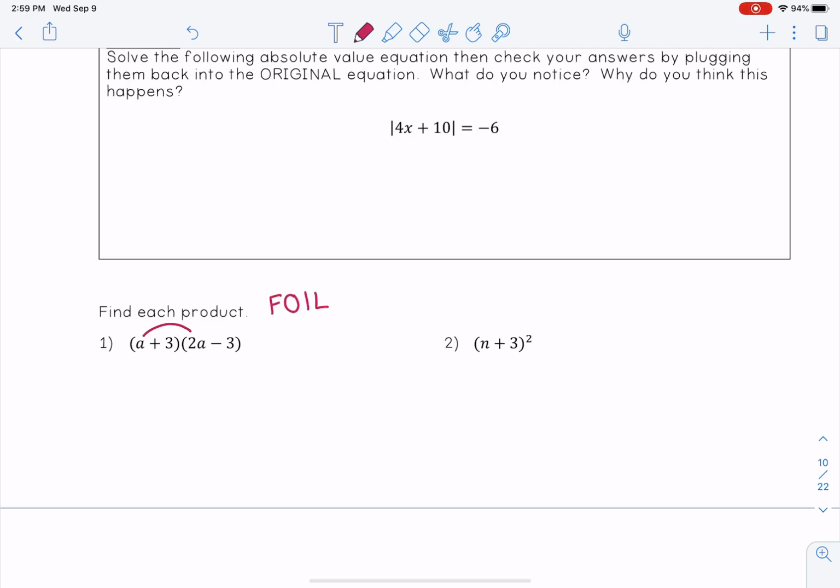So first, outer, inner, last, and then combining like terms.